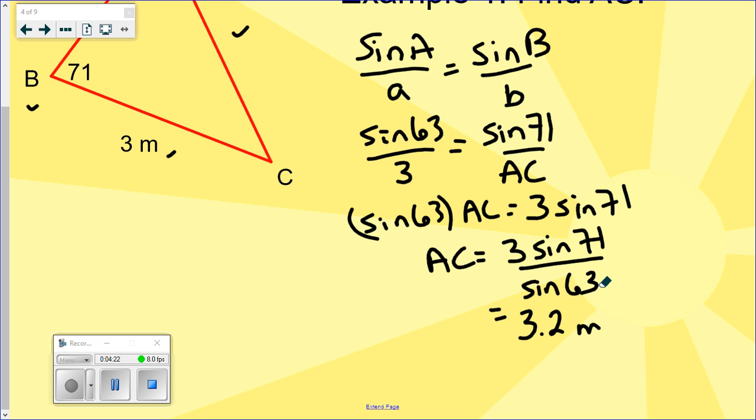Word of caution, you need to know your calculator because some calculators will do sine 71 divided by sine 63 as you mean it. Some calculators will treat it as sine and then 71 divided by sine 63 and then take the sine of that. So you got to be aware of what your calculator is doing. Unfortunately, I didn't build these calculators. Not every calculator is done correctly. And if you don't know what you're working with, you're going to make mistakes. And they're not even your mistakes.